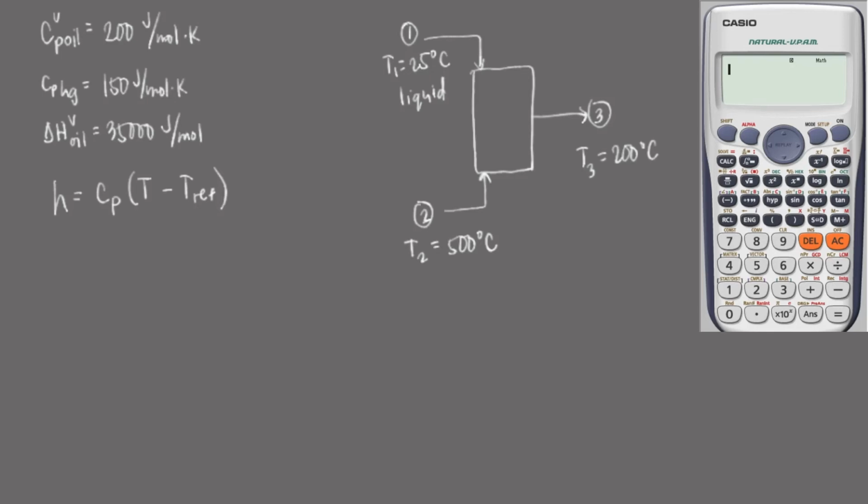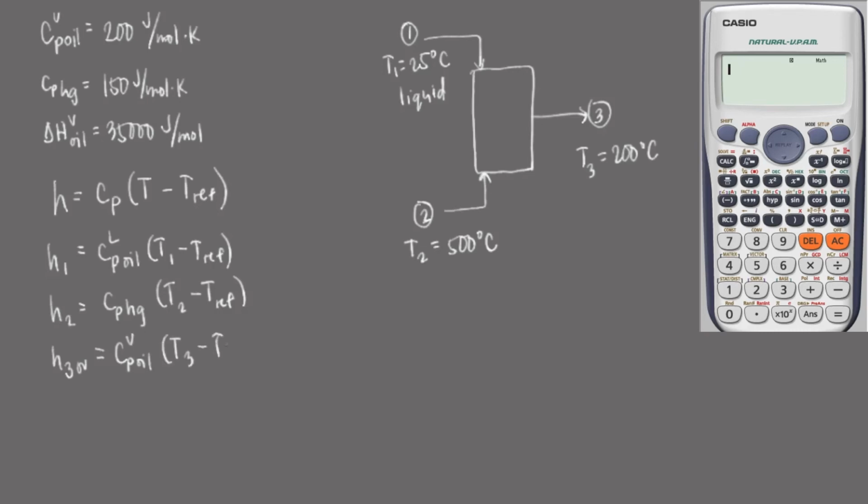With that definition, we can now write H1 is equal to Cp of the oil liquid times T1 minus T reference. Remember that our light oil enters the tower as a liquid. Next, H2 is equal to Cp of the hydrocarbon gas multiplied by T2 minus the reference temperature. Next, H3, the contribution of the oil vapor, is equal to Cp of the oil vapor multiplied by T3 minus T reference. In addition, we need to add here the enthalpy of vaporization of the oil because remember that the oil is introduced as a liquid and is therefore vaporized.